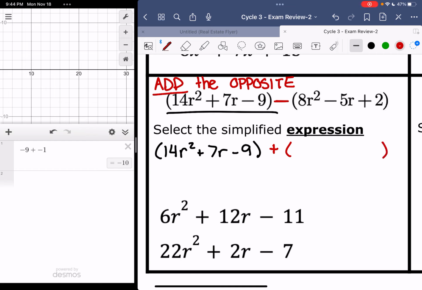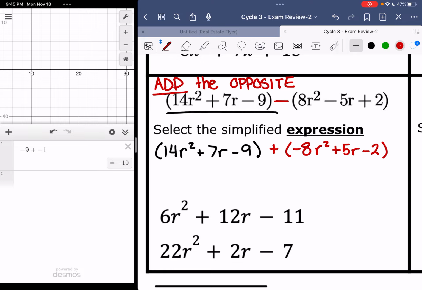So I'm going to change the signs on every single thing in the second expression. I had a positive 8. Now I'm going to have a negative 8r squared. I had a negative 5r. Now I'm going to have a positive 5r. I had a positive 2. Now I'm going to have a negative 2.